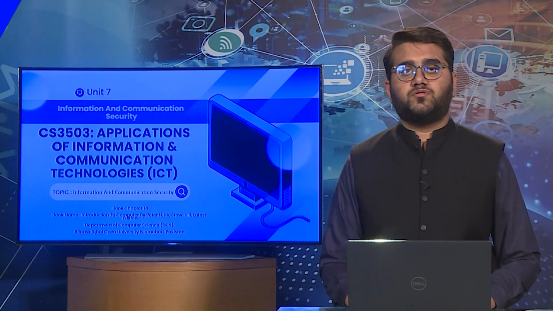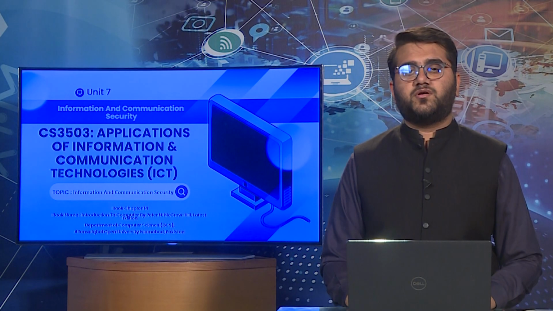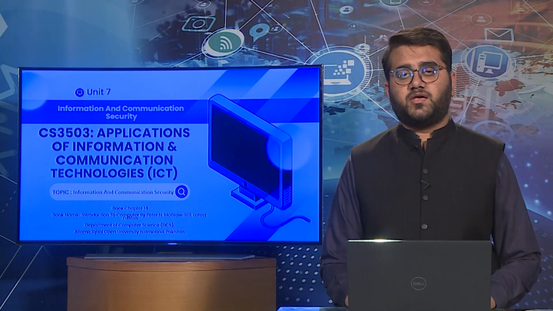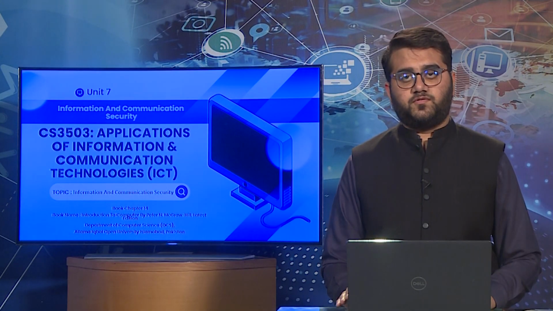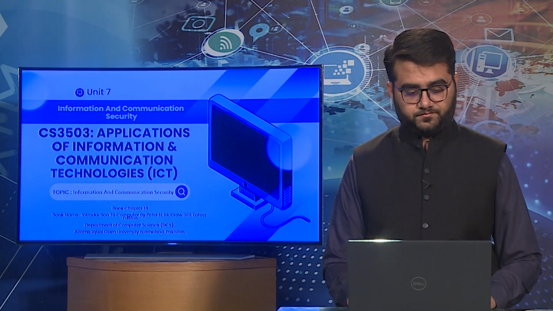Today, I'm going to teach you about Unit 7 in your CS5305, Information and Application of Information and Communication Technologies. The basic unit is information and communication security. Here we are going to learn about different topics such as threats to users, different types of security issues, and what type of protections you can take for these types of issues. So let's move toward the first topic.